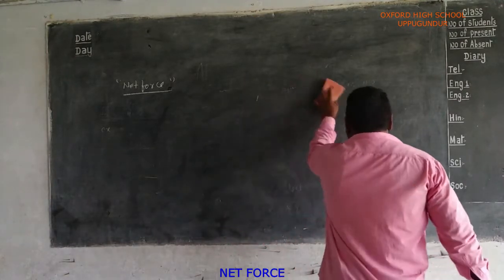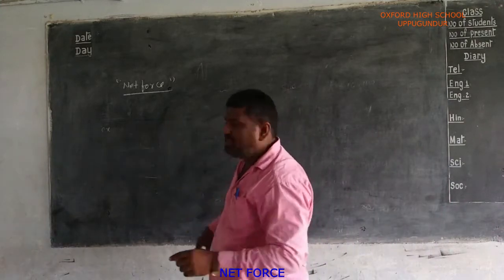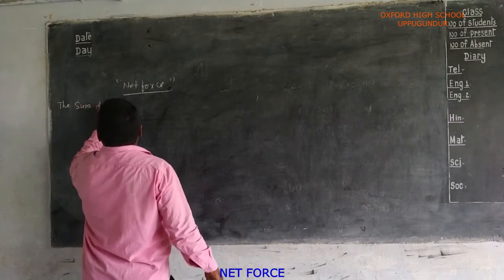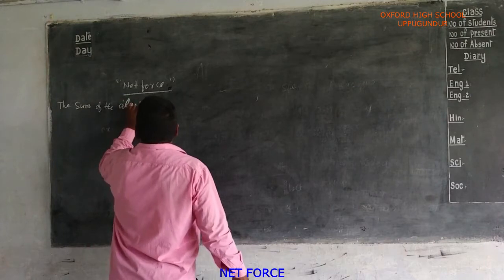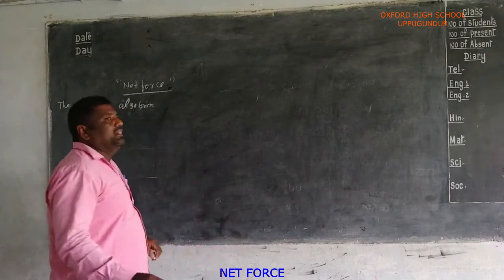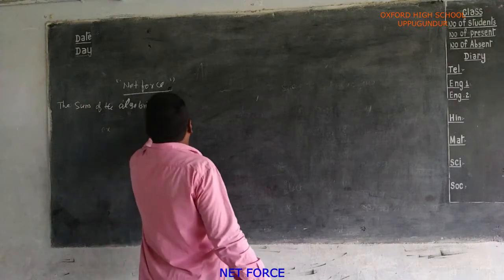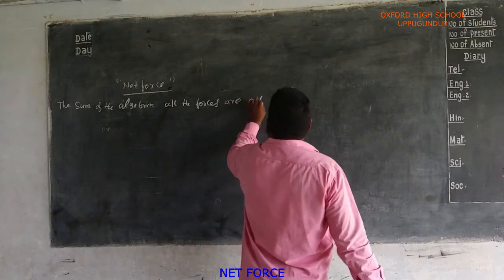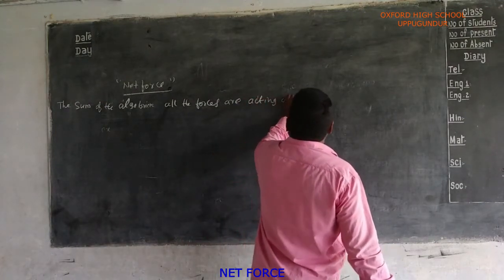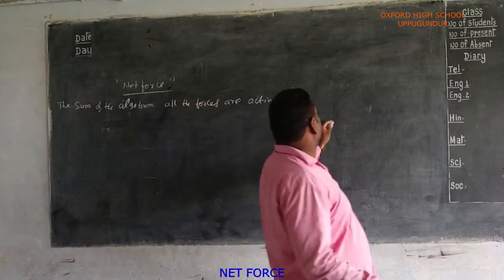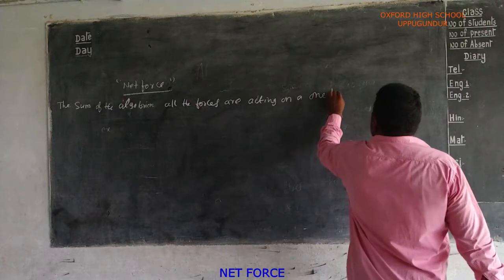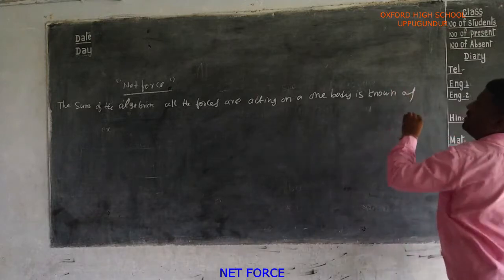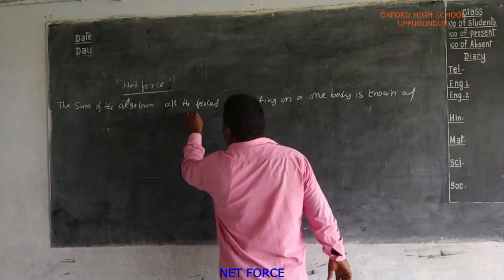The sum of the algebraic. Now I will write the definition. The sum of the algebraic of all the forces acting on one body is known as the net force.